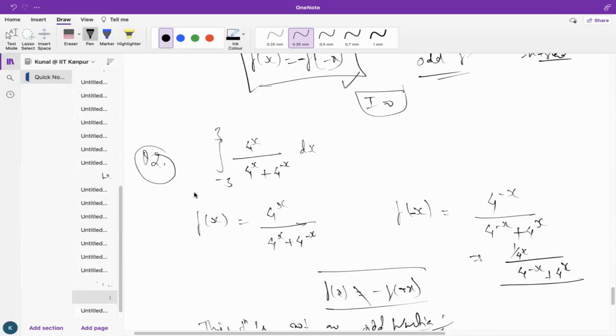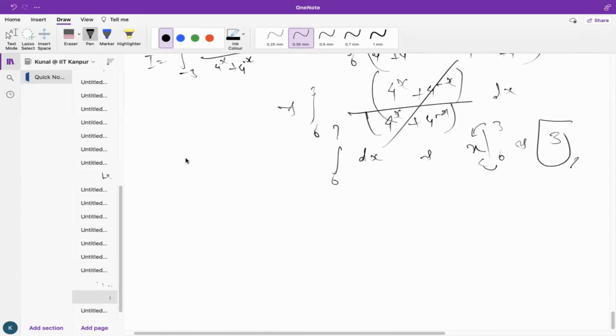So let's move on to the next problem. Something looks like, okay. So I guess this is our problem number 3. We have to integrate from -2π to 2π, and our function is cos to the power 7x, dx.